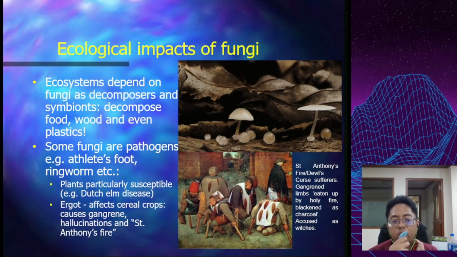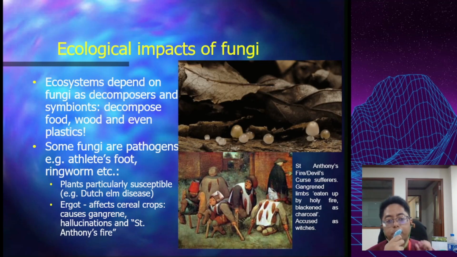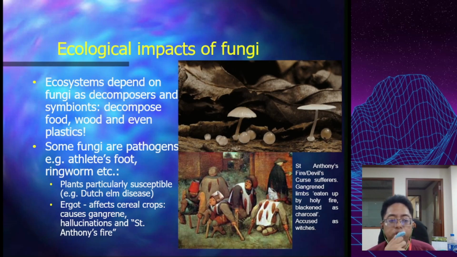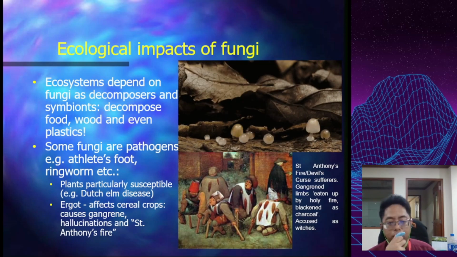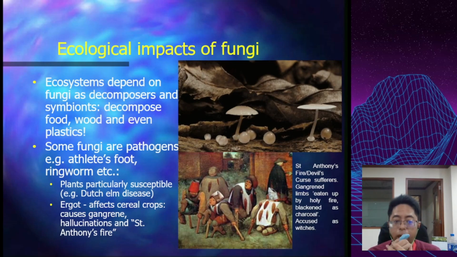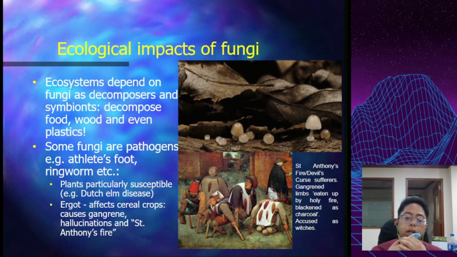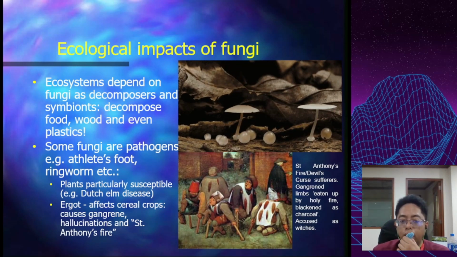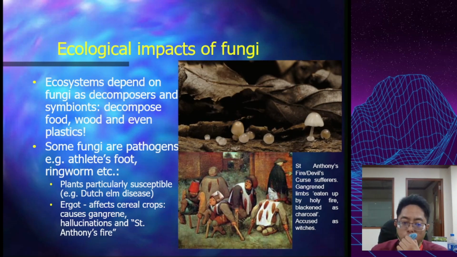Ecological impact of fungi. So ecosystems depend on fungi as decomposers, and hyphae decompose food, wood, and even plastic. So some fungi are pathogens. For example, athlete's foot and ringworm. Plants are particularly susceptible. For example, Dutch elm disease. And there's a certain disease called ergot.